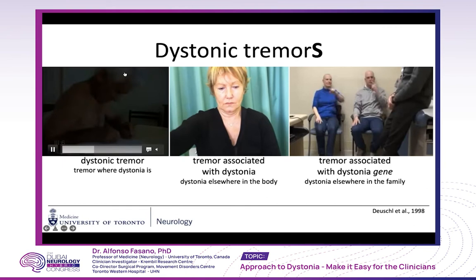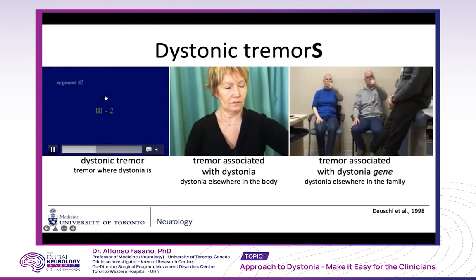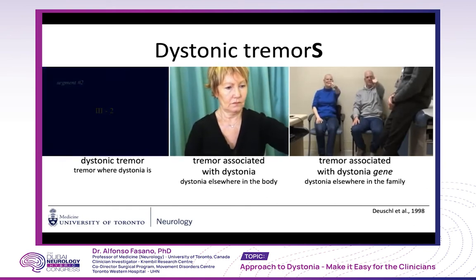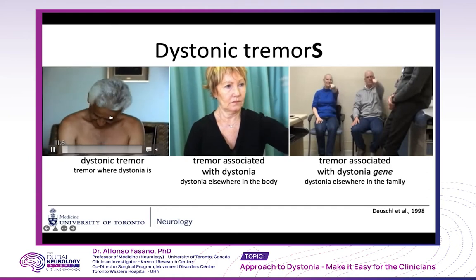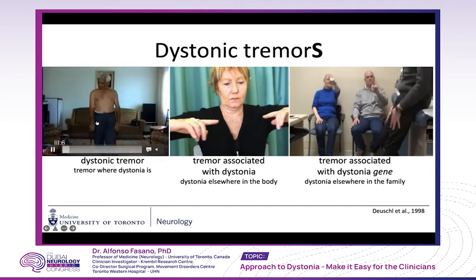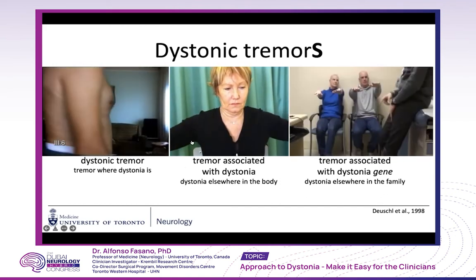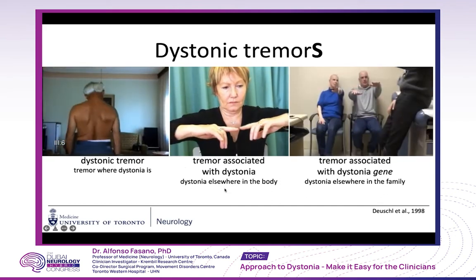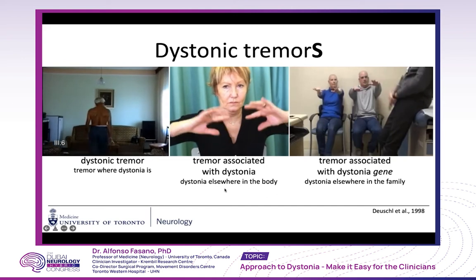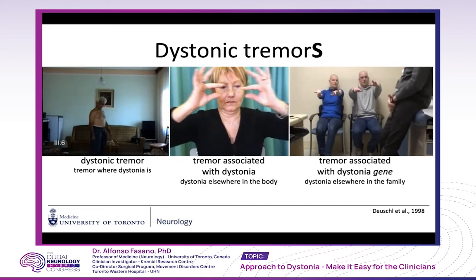So the first one you see here is, again, a classic example of dystonic tremor. This is a man with torticollis and tremor on the neck. So this is where dystonia and tremor are in the same body part. What you see at the center is tremor associated with dystonia, because dystonia is present in the same individual, but somewhere else in the body.